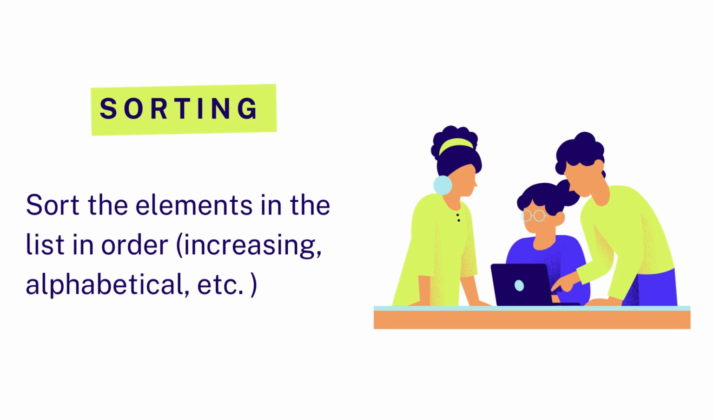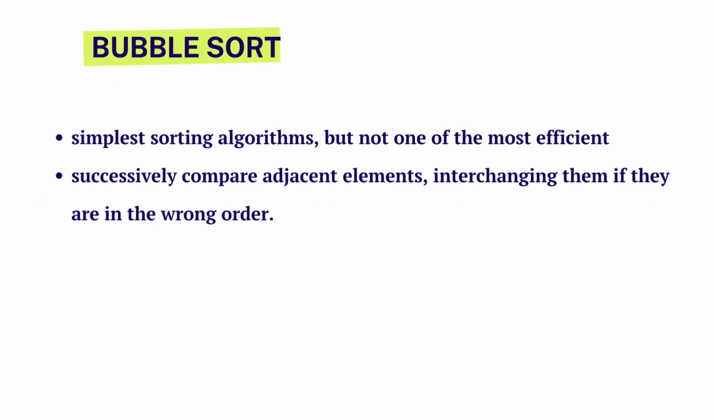Let's start with the first sorting algorithm, which is called bubble sort. Bubble sort is the simplest sorting algorithm, but it's not one of the most efficient. How does it work? It successively compares adjacent elements, and if they are in the wrong order, you just interchange them.